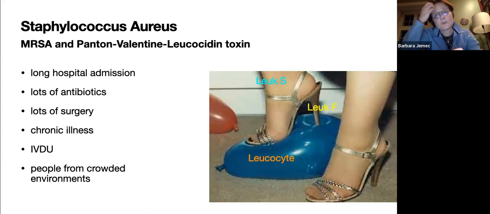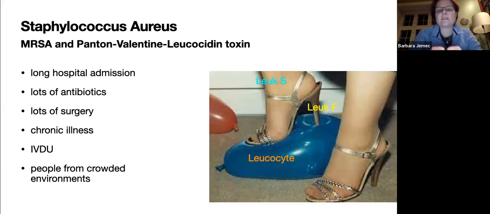Now, less than 2% of Staph aureus produce PVL toxin, but those who do create really, really nasty infections with lots of bacteria, lots of abscesses. They're difficult to get rid of, and people get very sick.